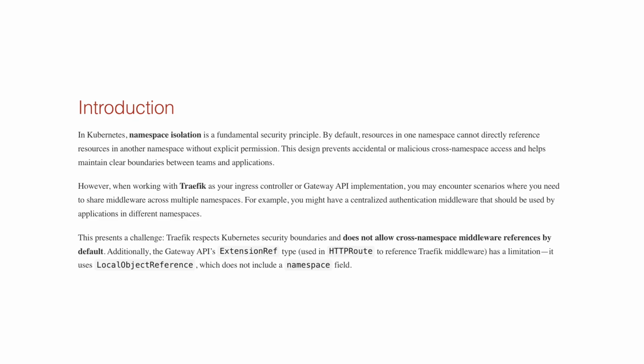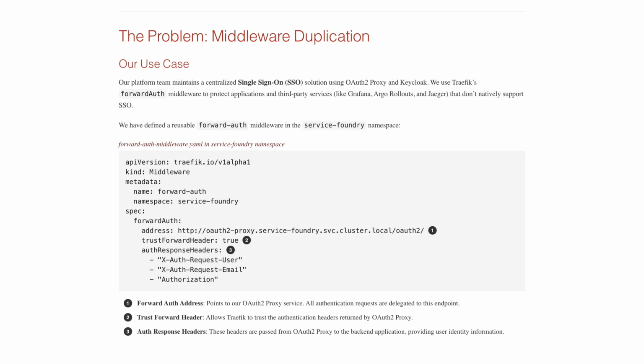I'll show you how to enable global cross-namespace support and use the Chain Middleware Pattern to efficiently manage your policies from a single place. Let's look at the problem. Imagine you have a centralized platform namespace called ServiceFoundry. Inside, you have a forward auth middleware handling SSO with OAuth2 Proxy. It's defined perfectly in forward-auth-middleware.yaml.